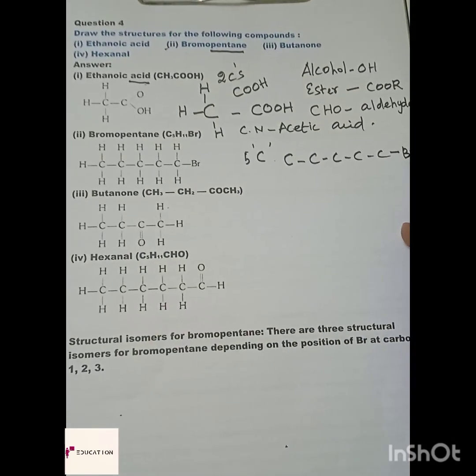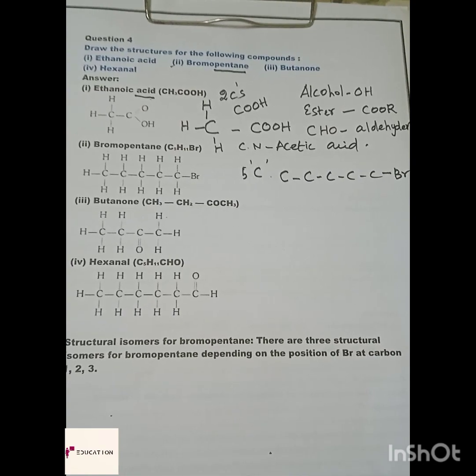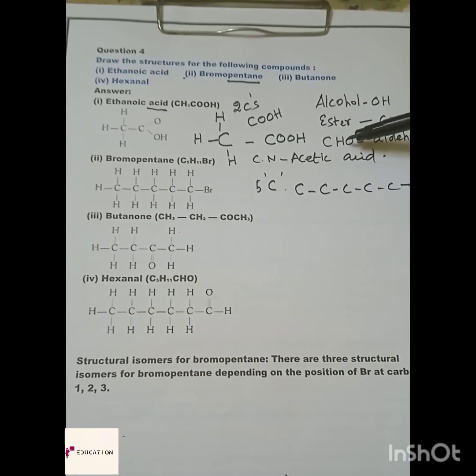So here, bromine. Okay, so what is this bromine? Here we have discussed the functional groups: aldehyde, acid, alcohol, ester. Then what about this bromine?